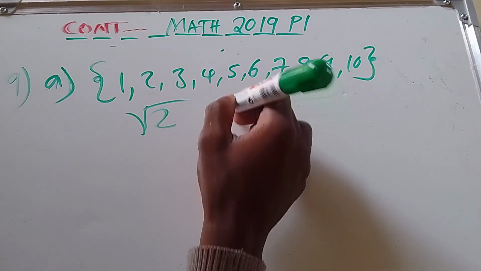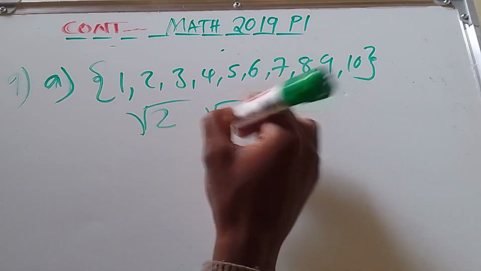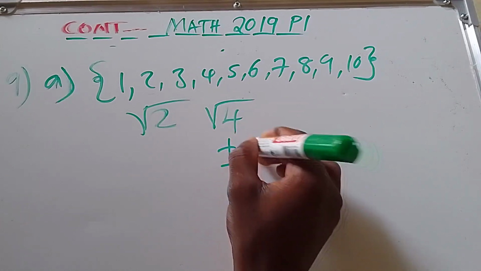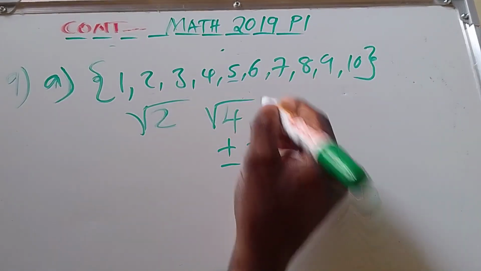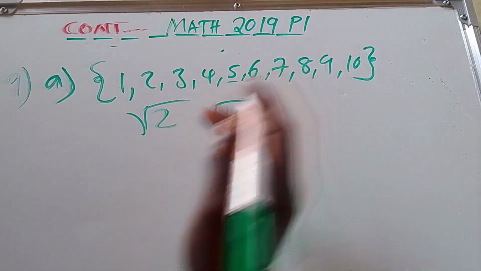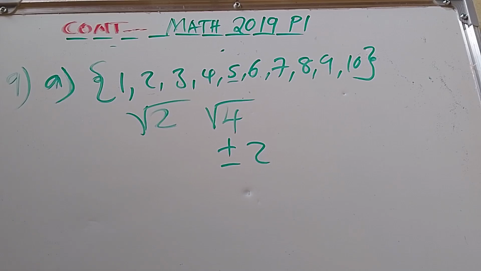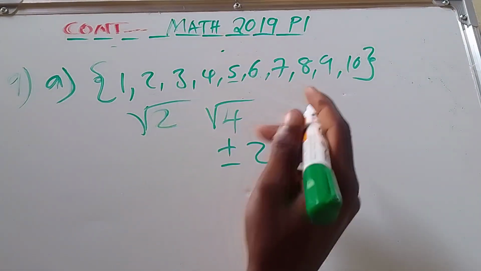But when you talk of 4, it can be squared, and the square root of 4 is what? Positive or negative what? 2. When you talk of 5, it cannot be squared. It can be squared, but it does not give you a fixed number. It is going to give you a number which has got some points. Even 6, even 7, also 8.